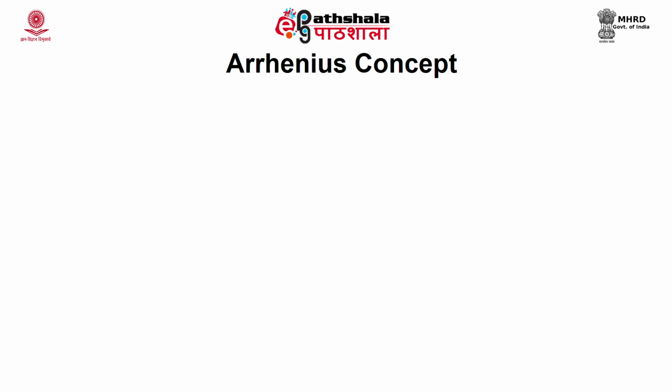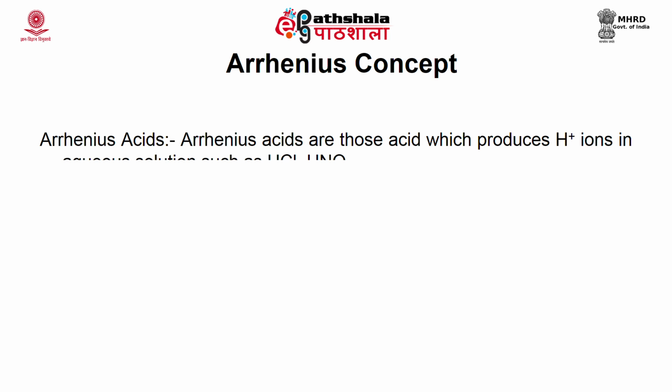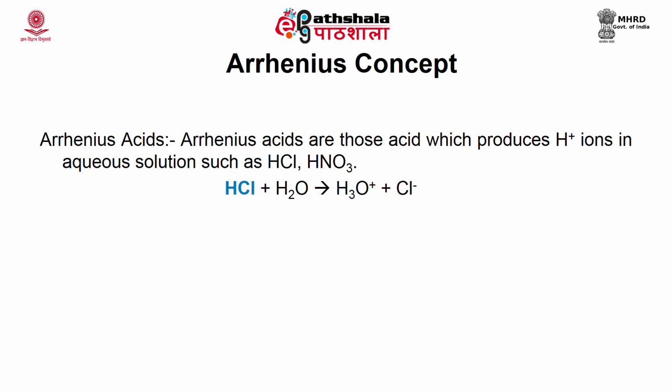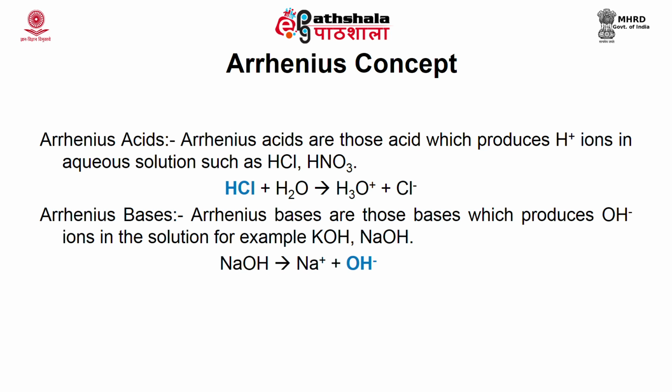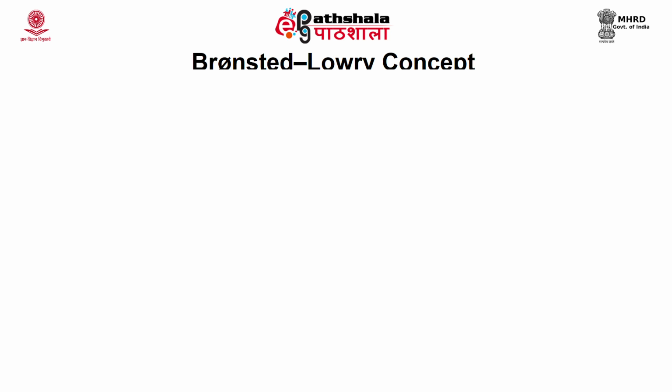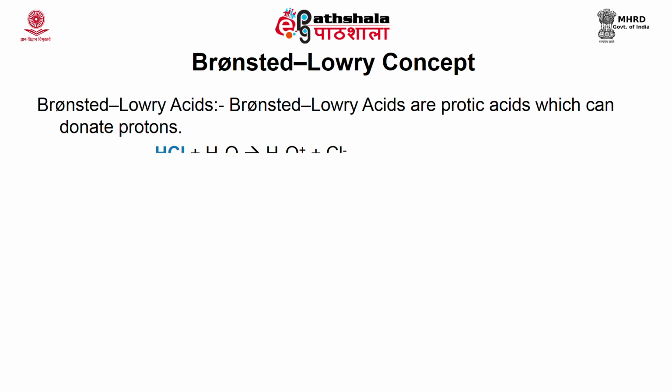According to the Arrhenius concept of acids and bases, those are acids which can provide proton or H positive in the aqueous solution, and the bases are those which can provide OH negative to the aqueous solution. According to Bronsted-Lowry concepts, all the acids are those which can provide H positive to the aqueous solution. That means all the Arrhenius acids are Bronsted and Lowry acids.